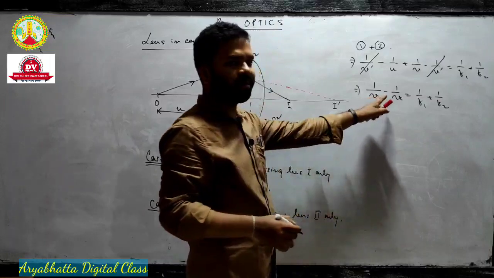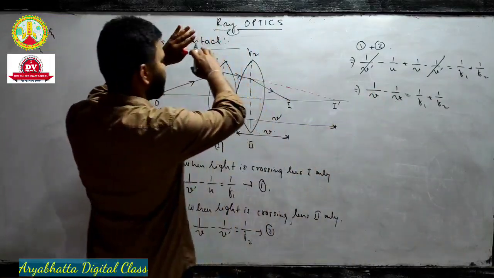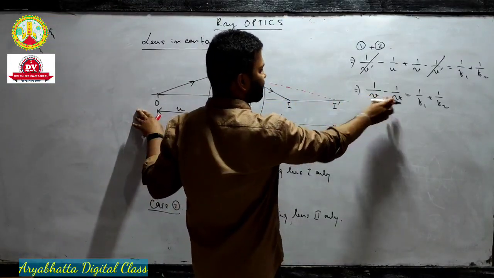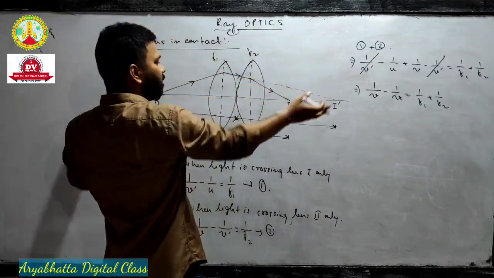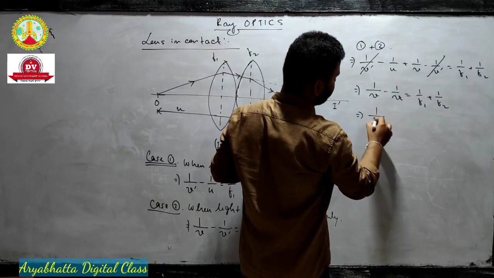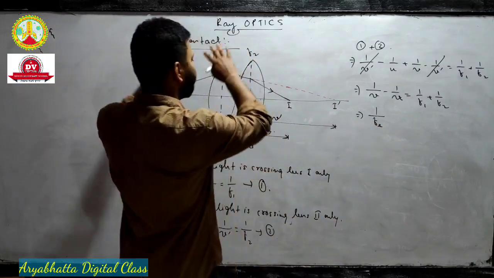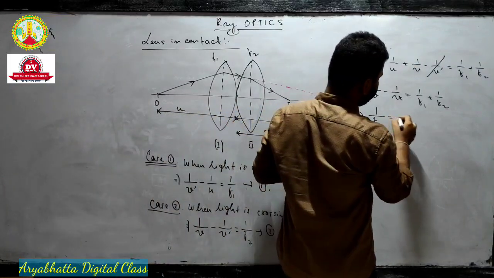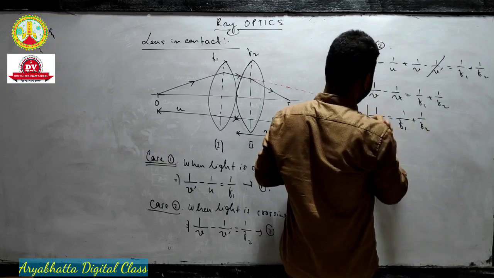What is 1 by v minus 1 by u? v is the final image, u is the actual object. So this is for the entire combination, because we are considering only the final image and actual object. The virtual one is absent. So this is for the entire combination. We will consider that 1 by v minus 1 by u is equal to 1 by fe. Fe means equivalent focal length, the focal length of the entire combination. 1 by fe is equal to 1 by f1 plus 1 by f2.